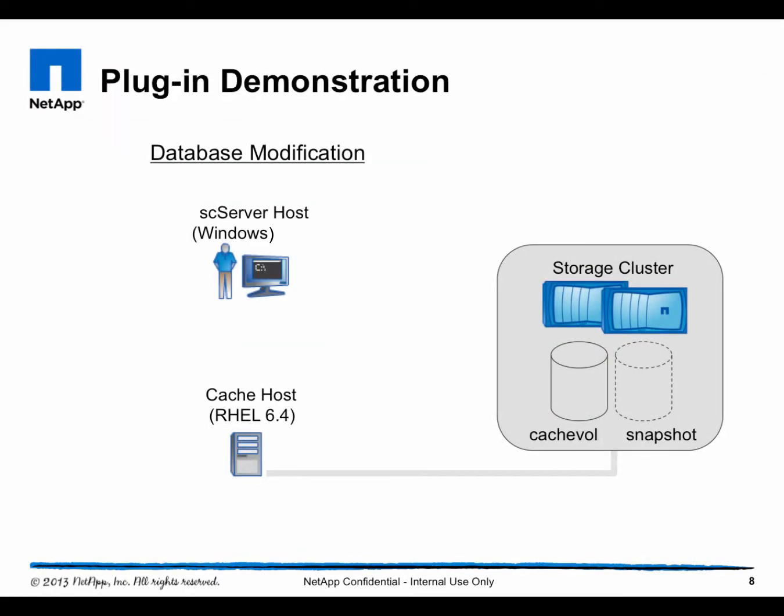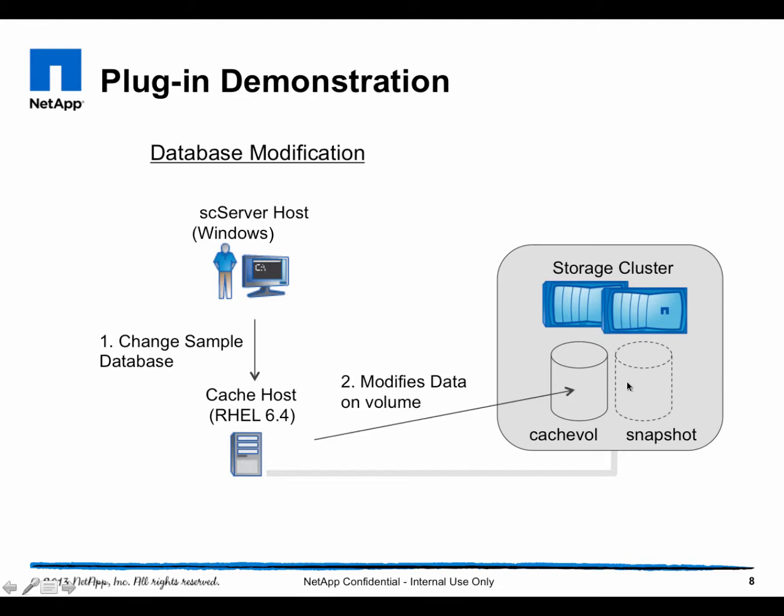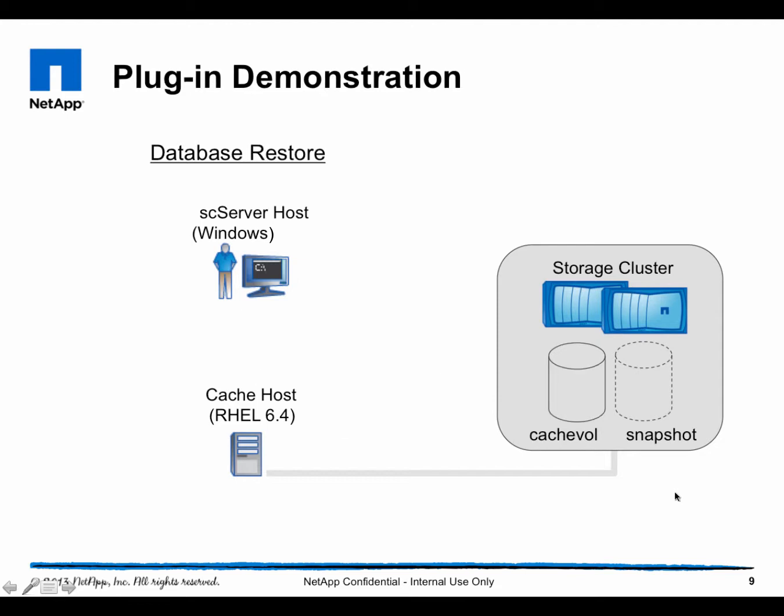To demonstrate the optional restore method, first I will need to make changes to a sample database, which I will do from the Snap Creator host. This will modify data on the storage volume, at which point I will have a current working database and, from the snapshot copy, a viable and consistent backup of the database's previous state. To restore the database with the optional method, the plugin and Snap Creator automate a workflow. In order to restore a Cache database, Cache must be stopped, then restarted.